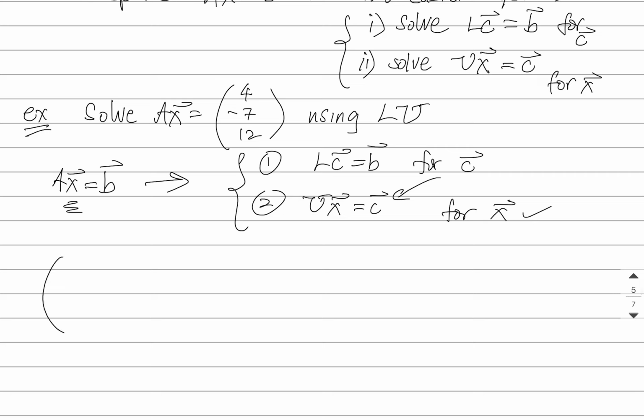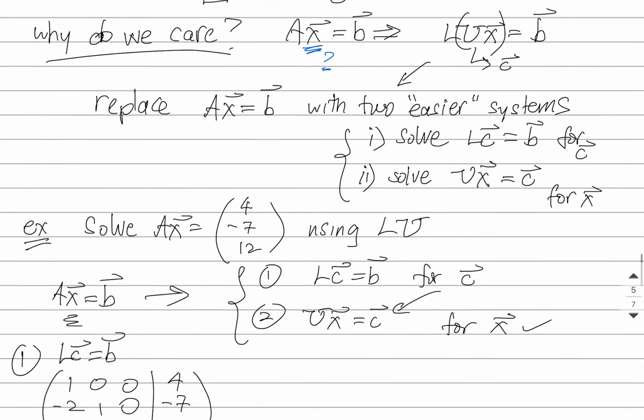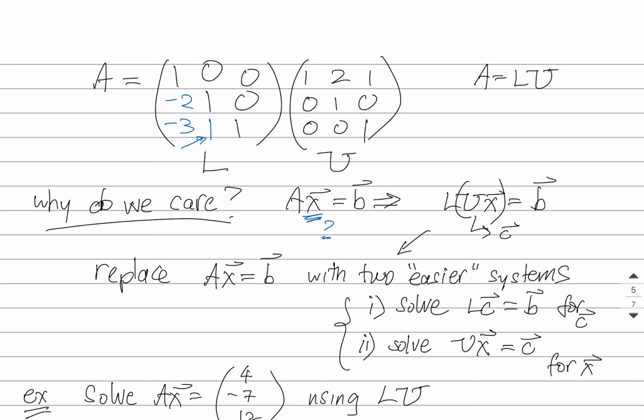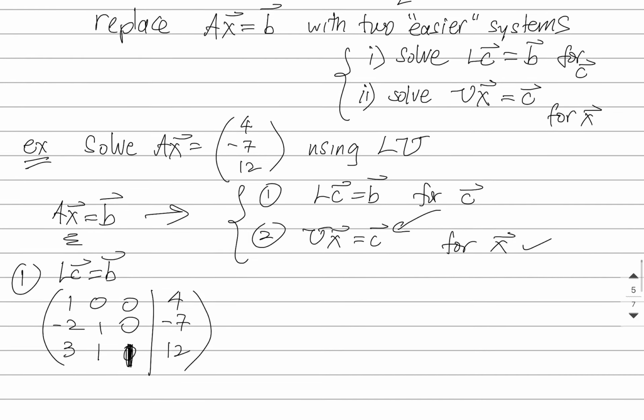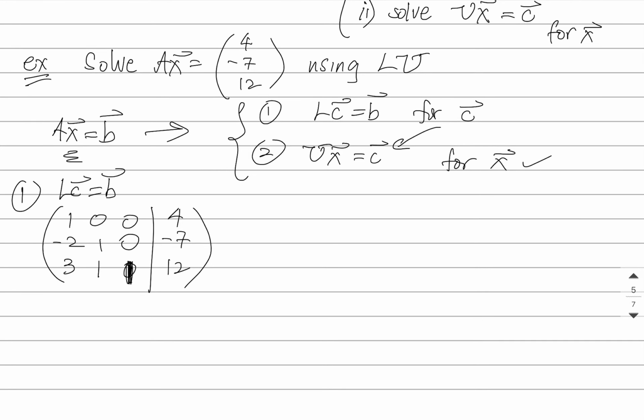Okay, so the details that we had from before. Step one, we're going to solve LC equals B. Here's the lower triangular matrix that we had: 1, 0, 0; -2, 1, 0; 3, 1, 1. And we're going to put this right-hand side vector that we've been given over there. We're taking this factorization and replacing it. And this is an easy system.